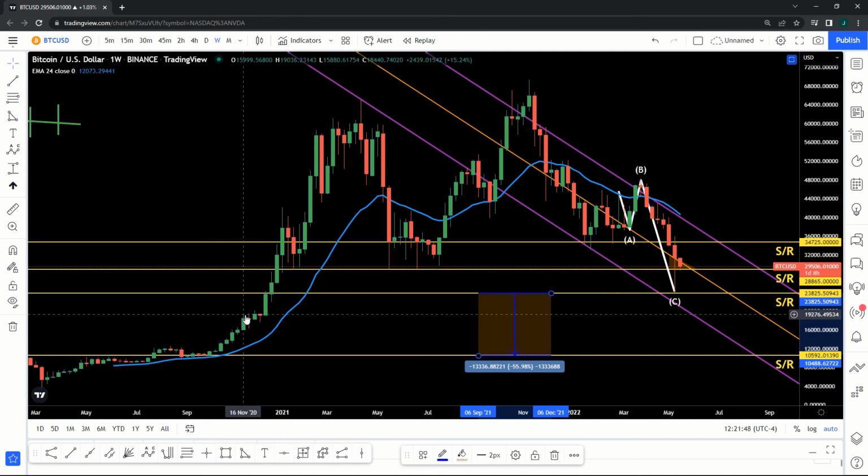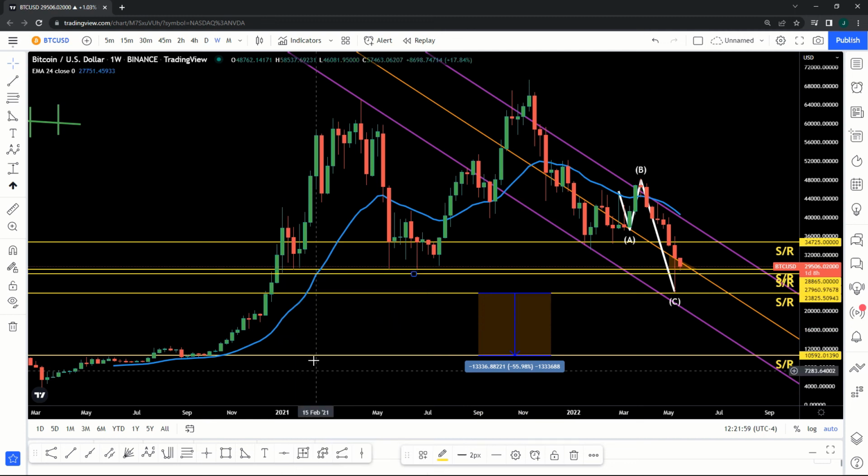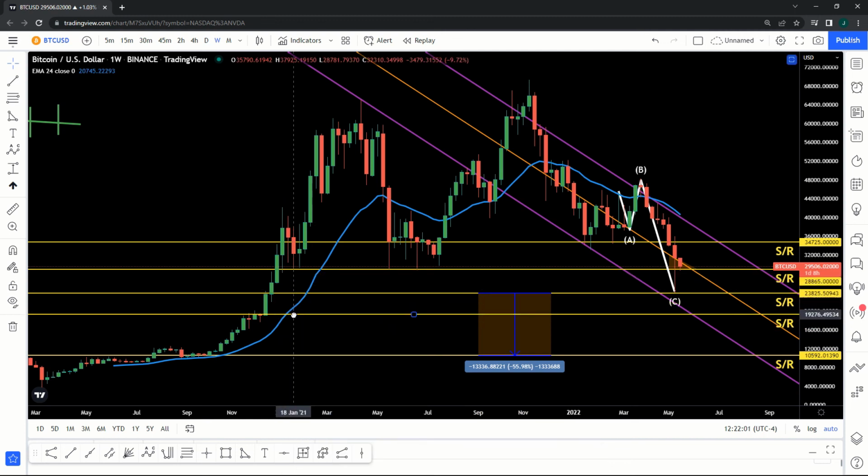resistance. You have something here, so it might hold at 19,000. If 23,000 fails, then 19,000 would be the next support resistance level, maybe. Right, so it's over here.